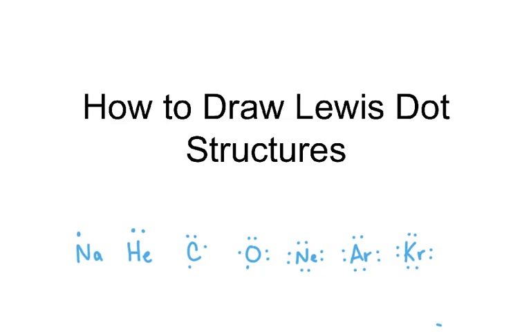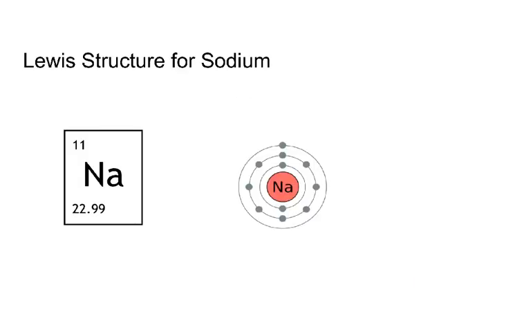In this video, I'll explain how to draw Lewis dot structures for atoms. On the periodic table, we can see that sodium has 11 electrons, and only one of them is valence. Remember, a valence electron is an electron on the outermost energy level of an atom. Lewis structures only show the valence electrons for an atom.